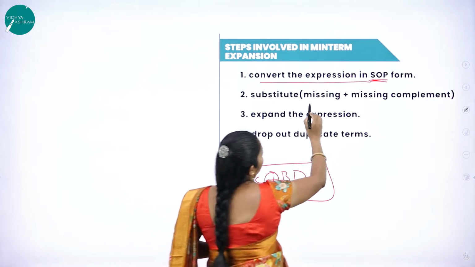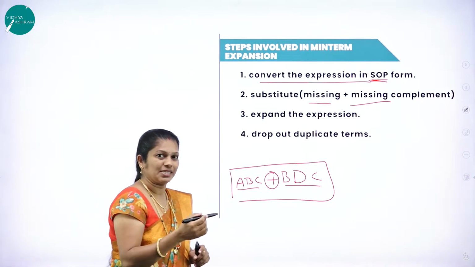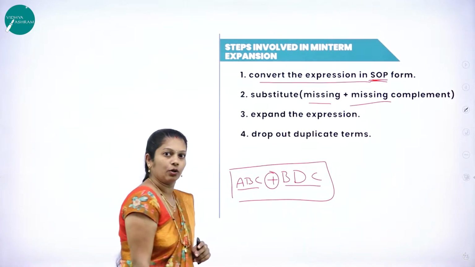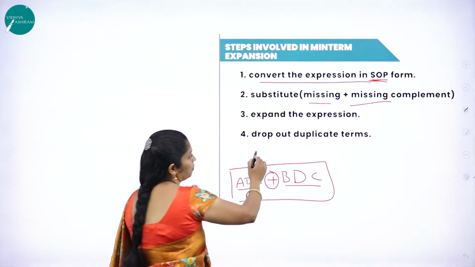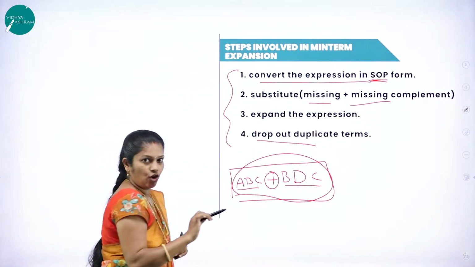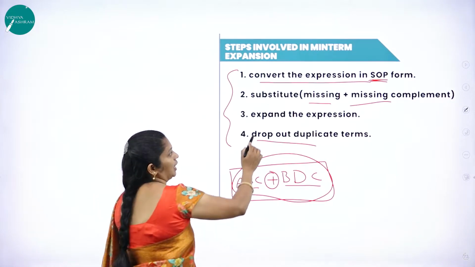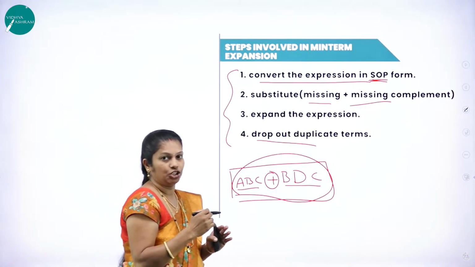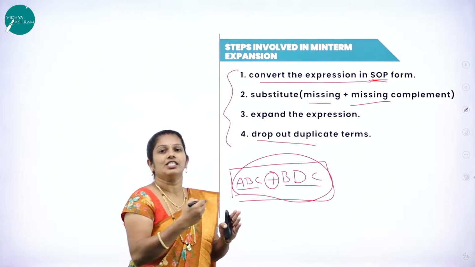Then substitute the missing variable plus missing variable complement. Whichever variable is missing there, that variable you have to substitute, as missing variable plus missing variable complement. Then expand the expression. Then to get the final result, remove the duplication. Only 4 steps. First step, convert that into SOP form. Then substitute missing variable plus missing variable complement. Then expand the expression. Then remove the duplicates to get the min term expansion. In the same way, if I want to find the shorthand notation, then substitute the corresponding 0 and 1 values.